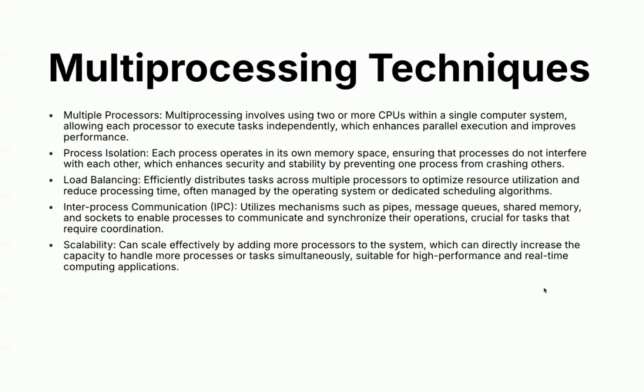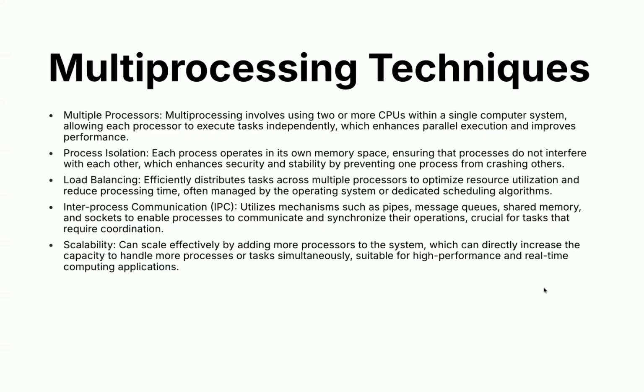You would be utilizing load balancing in this case, where you efficiently distribute tasks across multiple processors to optimize resource utilization and reduce processing time. This is often managed by the operating system or dedicated scheduling algorithms. This also utilizes inter-process communication, such as pipes, messaging queues, or shared memory and sockets to enable processes to communicate and synchronize their operations. This is crucial for tasks that require coordination.